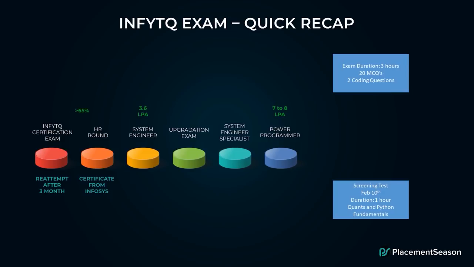The questions will be based on 4 foundation courses, which include Python, DBMS and SQL, available on the InfyTQ website. After you clear the InfyTQ exam, you will be called for the HR round. If you clear the HR round, you will be posted as Systems Engineer with 3.6 lakh per annum. Then there will be upgradation exams as well. If you clear the upgradation exam, you will be placed either as System Engineer Specialist or Power Programmer, depending on your score in the upgradation exam. For the Power Programmer position, the salary package will be around 7 to 8 lakh per annum.